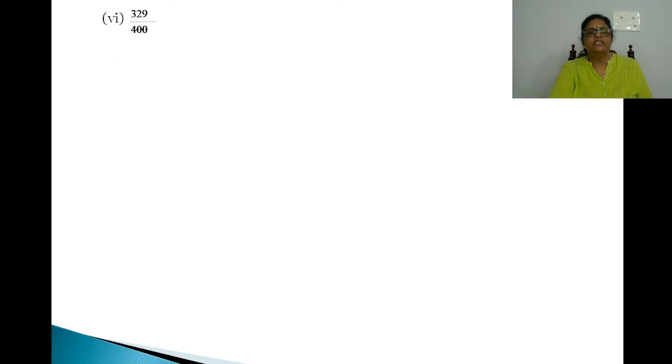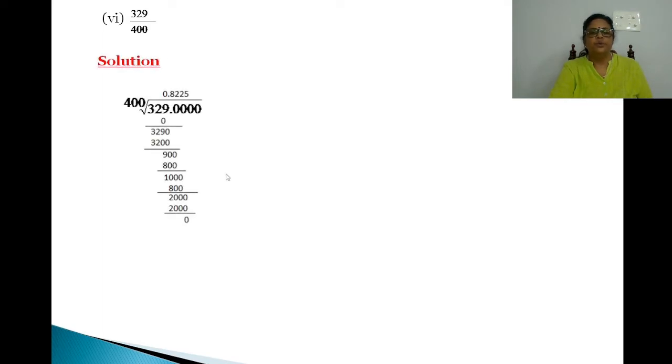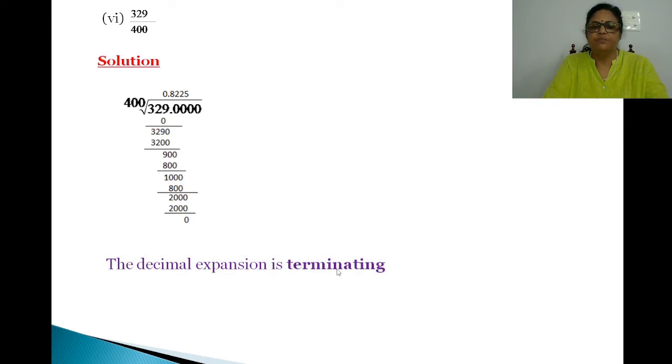Next one, 329 divided by 400. So here after dividing we will get the remainder 0. That means it stops. So the quotient is 0.8225. So it's a terminating decimal. After dividing we get the remainder as 0, so this decimal expansion is terminating.